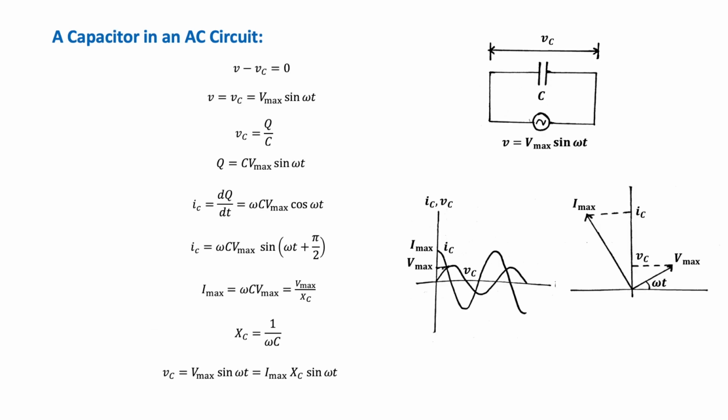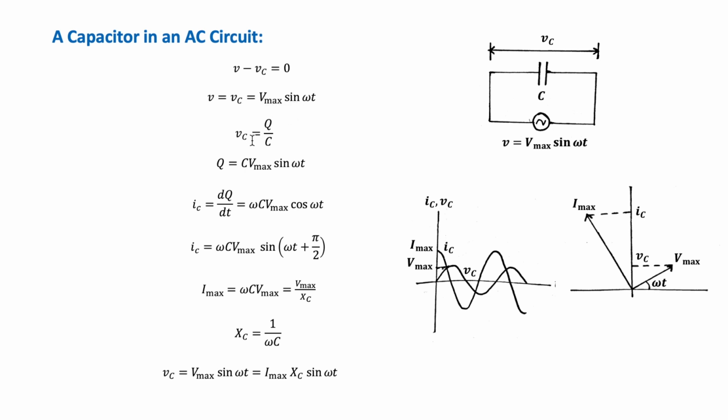Let's consider now a capacitor in an AC circuit. So let's consider this capacitor connected to an AC generator and forming this AC circuit. If we apply Kirchhoff's rule, we get V minus V c is equal to 0, and V c is the instantaneous voltage drop across the capacitor. So V is equal to V c, equal to V max sine omega t.